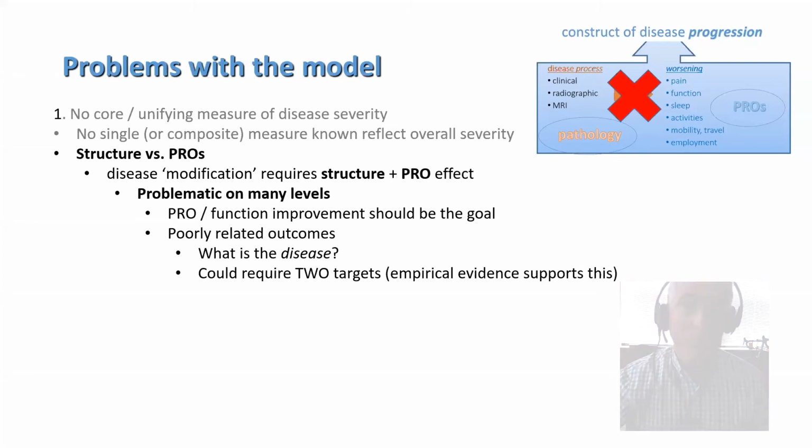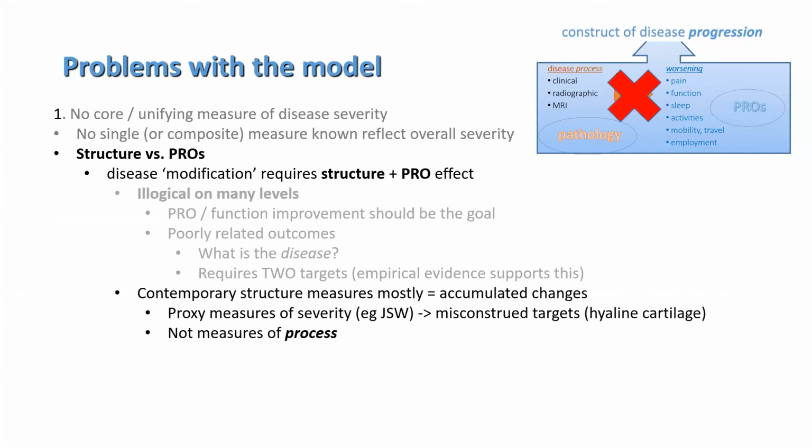So if you think about it, the contemporary structural measures aren't really process measures at all. They reflect accumulated change or accumulated damage. Indeed, really they're proxy measures of severity. Joint space width is a proxy measure of overall severity, but it was misconstrued as the disease. OA became cartilage loss.